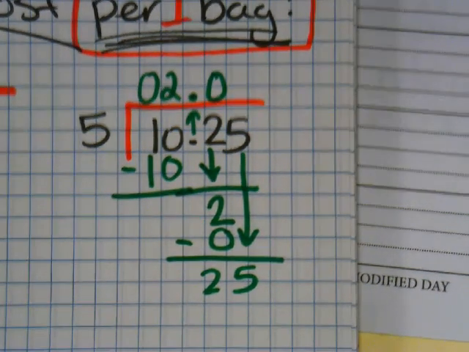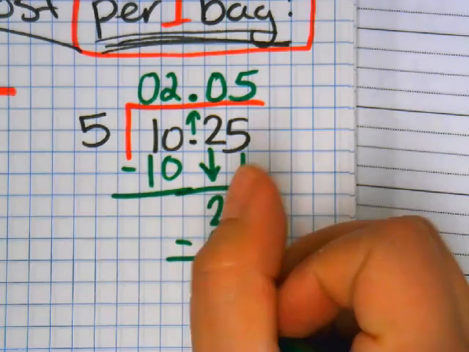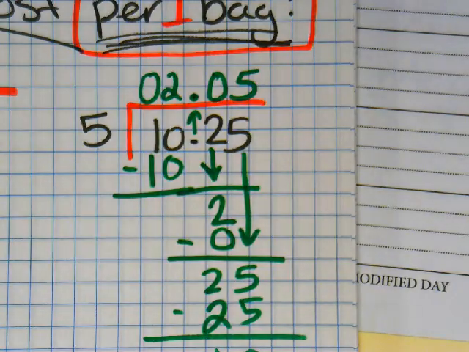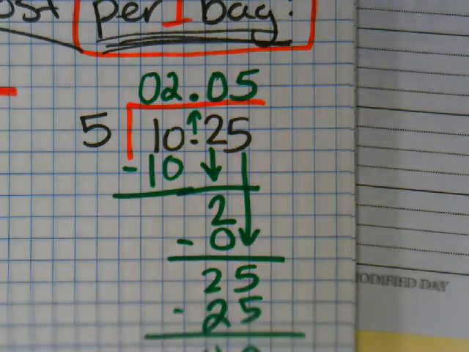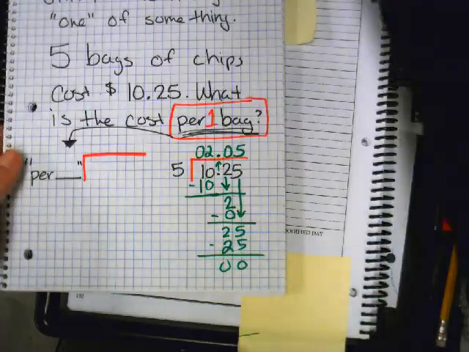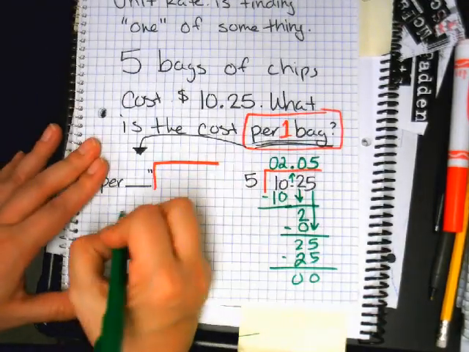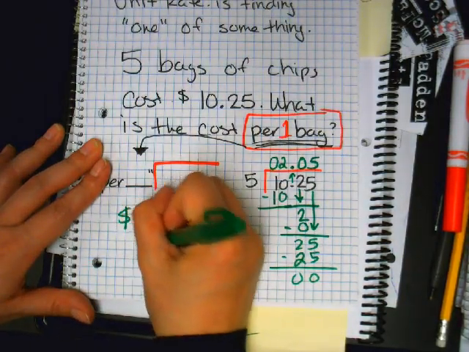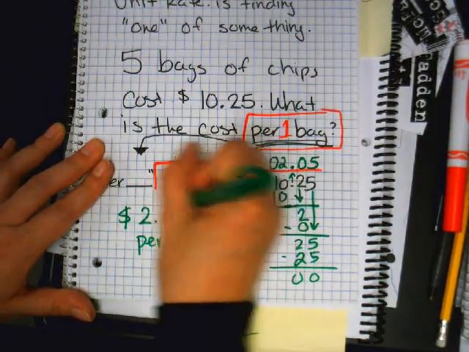5. And that gives me 2.05. Well, what does 2.05 mean in this problem? What were we solving? Per bag. Yes, very good. So it's $2.05 for one bag. Per bag, per one bag.